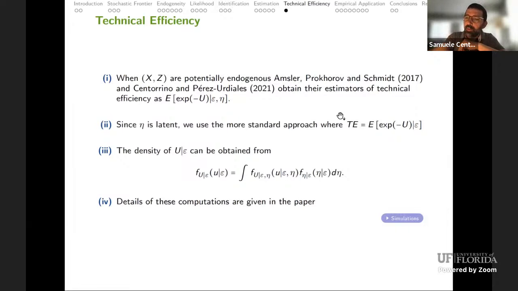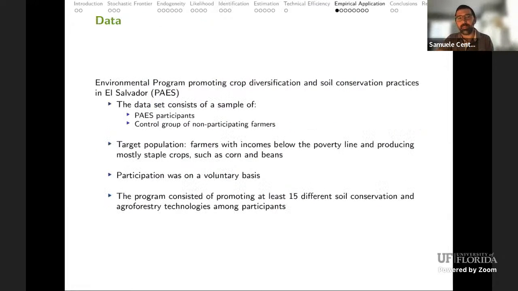So let me see how much time I have. I think I have about 10 minutes. So I'm going to skip the simulations. In simulations, everything works as expected, so there is nothing particular to say. I'm going to go directly to the empirical application.